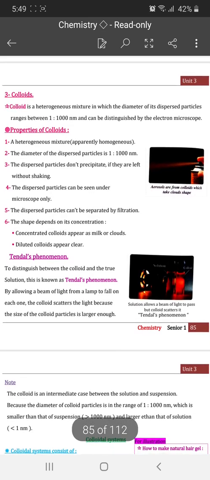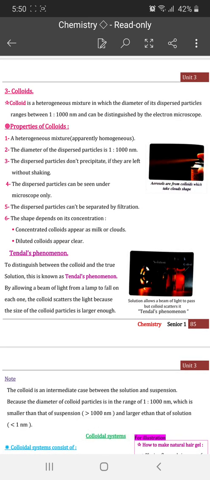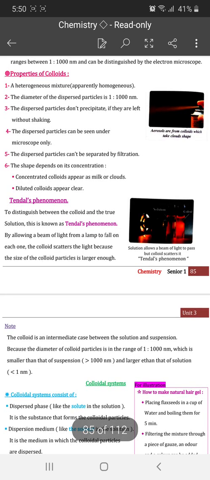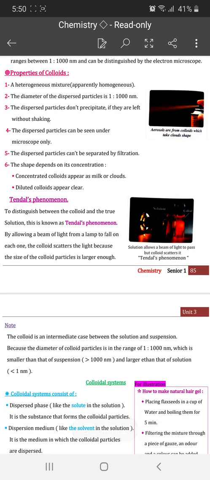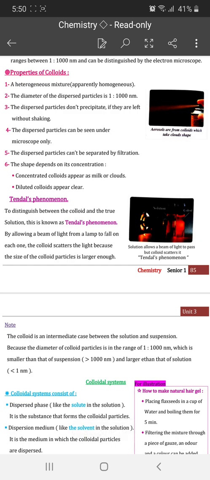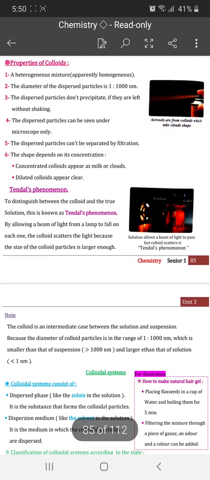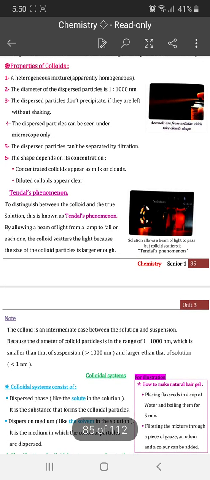Number 3, colloid. Colloid is a heterogeneous mixture in which the diameter of its dispersed particles ranges between 1 to 1000 nanometer and can be distinguished by electron microscope. The properties of colloid. First, it is a heterogeneous mixture, apparently homogeneous, and the diameter of dispersed particles is from 1 nanometer to 1000 nanometer, ranging between these two values. The dispersed particles don't precipitate if they are left without shaking. Examples of it are milk or blood.